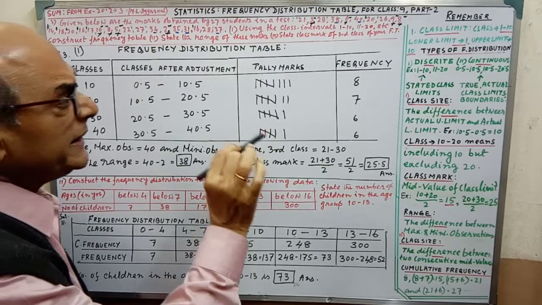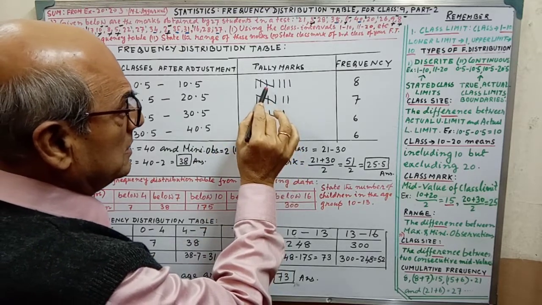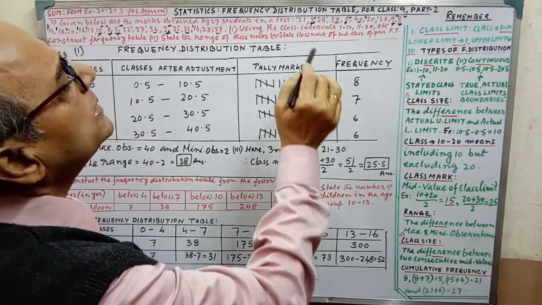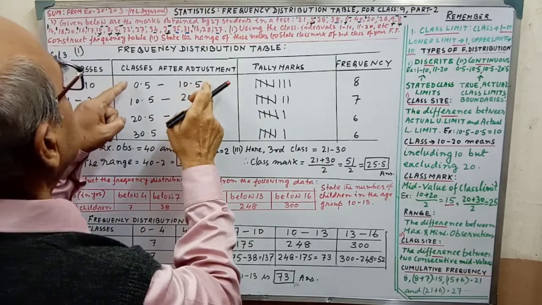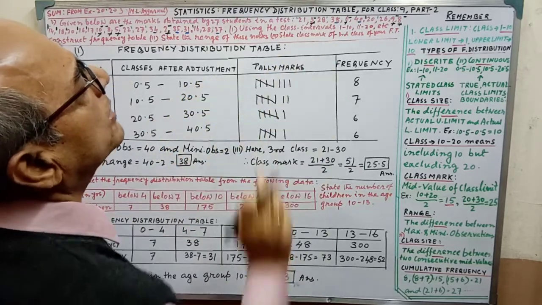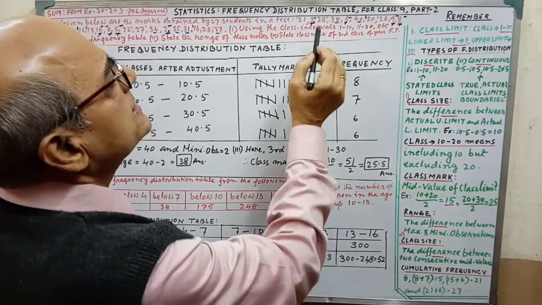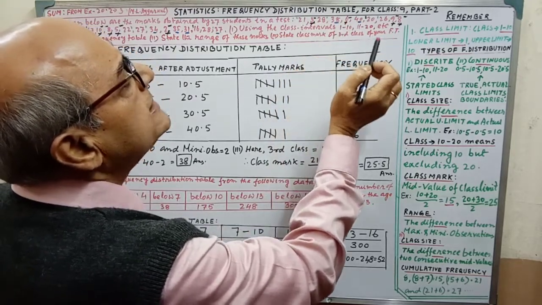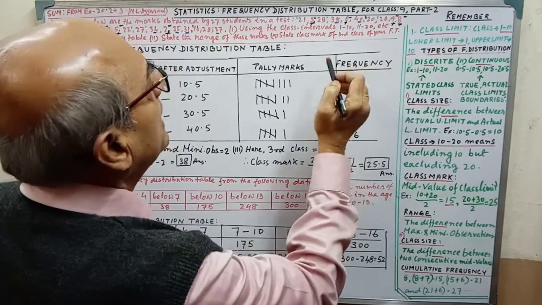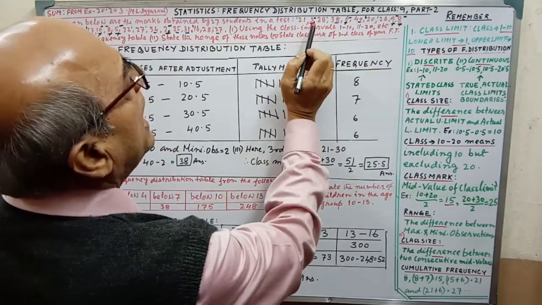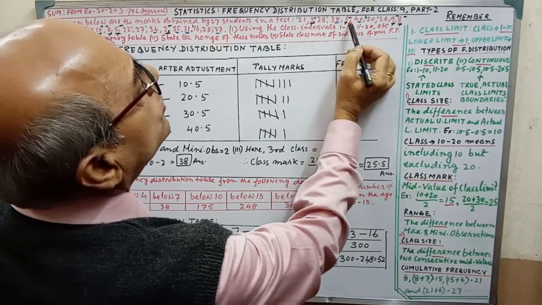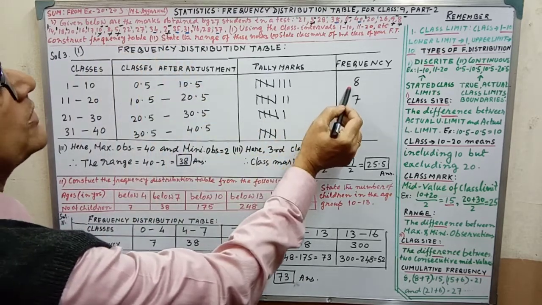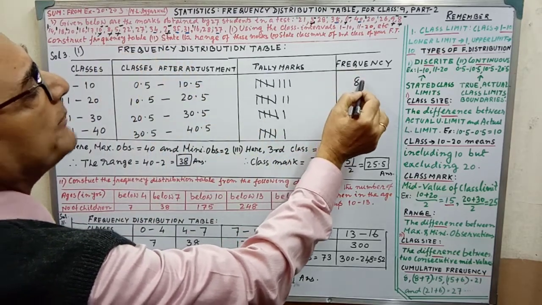Before doing the tally marks, my suggestion is that you do the frequency. Frequency is how many variables there are in this interval, which you have to notice. My suggestion: mark the variables with a pencil, then it will be easier and you will calculate the frequency within a short time. This is why I have done it: 1 2 3 4 5 6 7 8. 8 is the frequency, which after counting you have to write here.